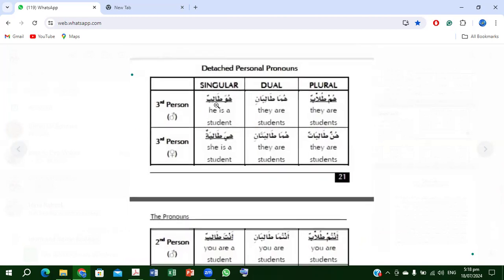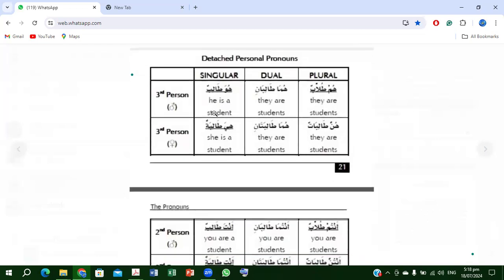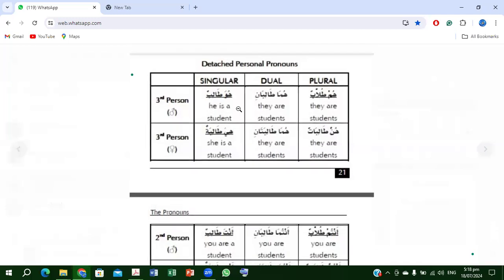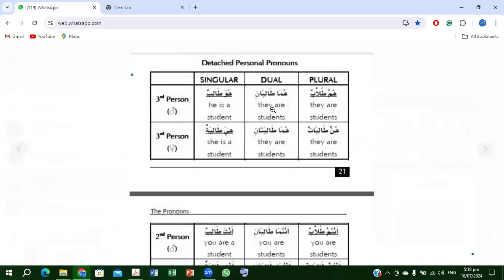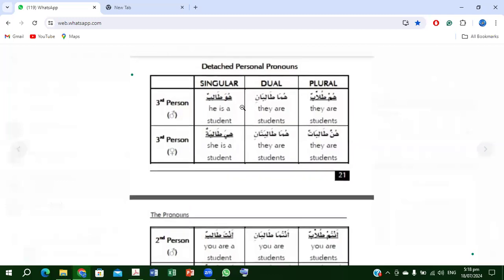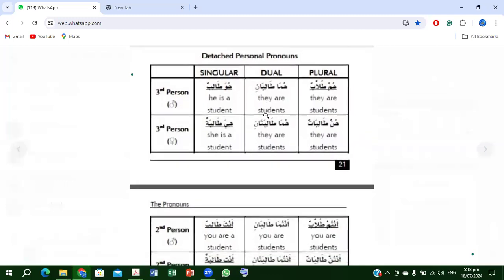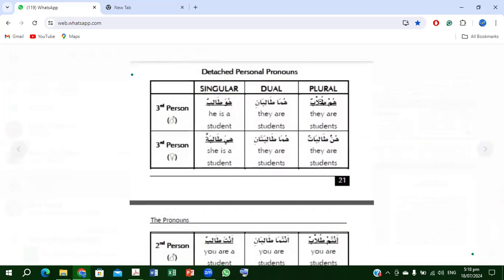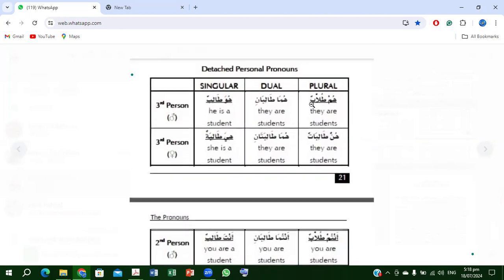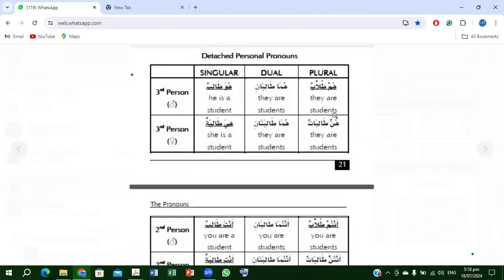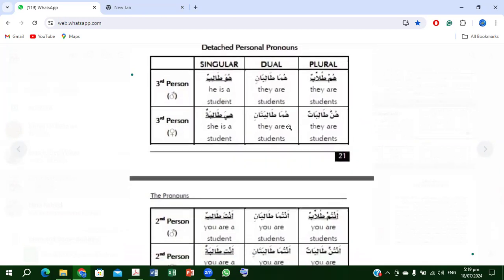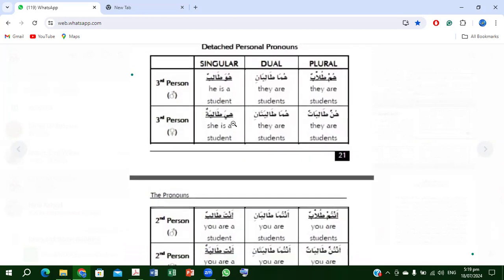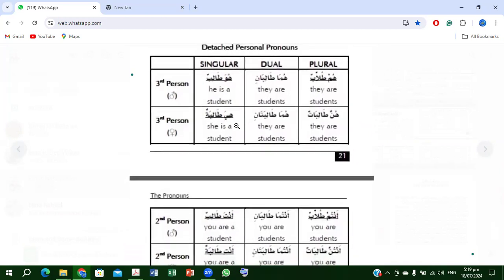Huwa talibun. Talib, as we say in Urdu, talib ilm, right? Student. Talib means student. Huwa talibun, he is a student. But if there are two students, we say huma talibani. They are two students. Hum tullabun. Tullabun is plural. So hum has come. Hum tullabun. Right? Similarly, for female girl, hiya talibatun.